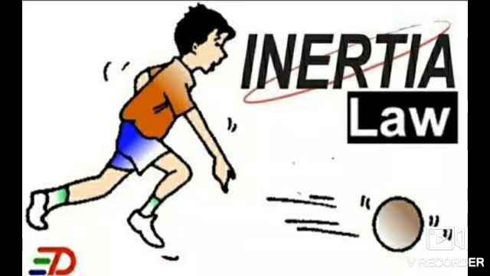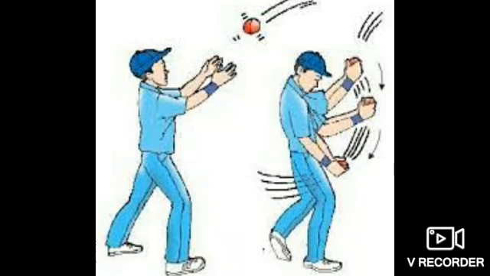And now we will come to the second law of motion, that is the law of acceleration. According to this law, the change in acceleration of an object is directly proportional to the force producing it and inversely proportional to its mass. And now we will see one example of this.